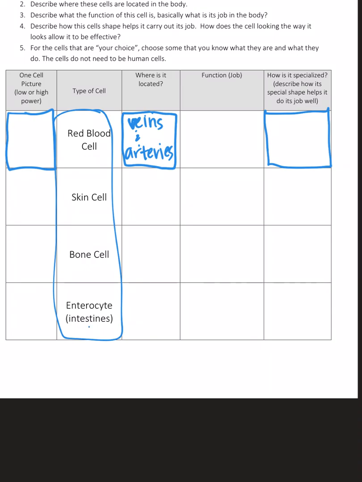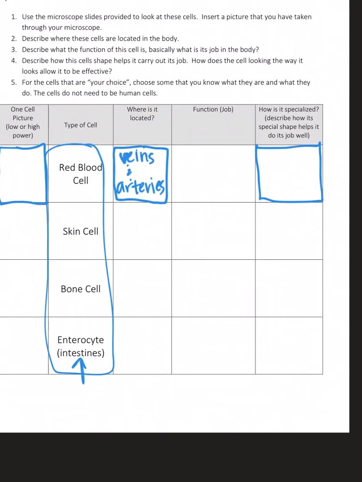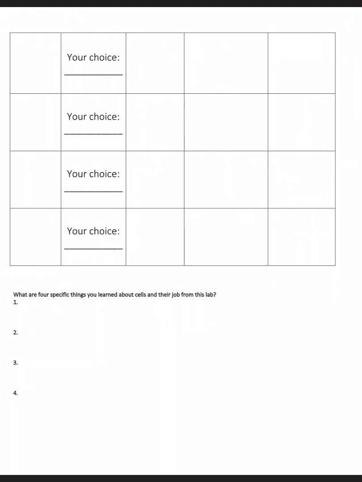The intestines, you can use stomach instead if that's the only slide you find. Then, there we go, there's the second page. There's 4 that are your choice. You can choose different cells to look at. There's a whole assortment up there.